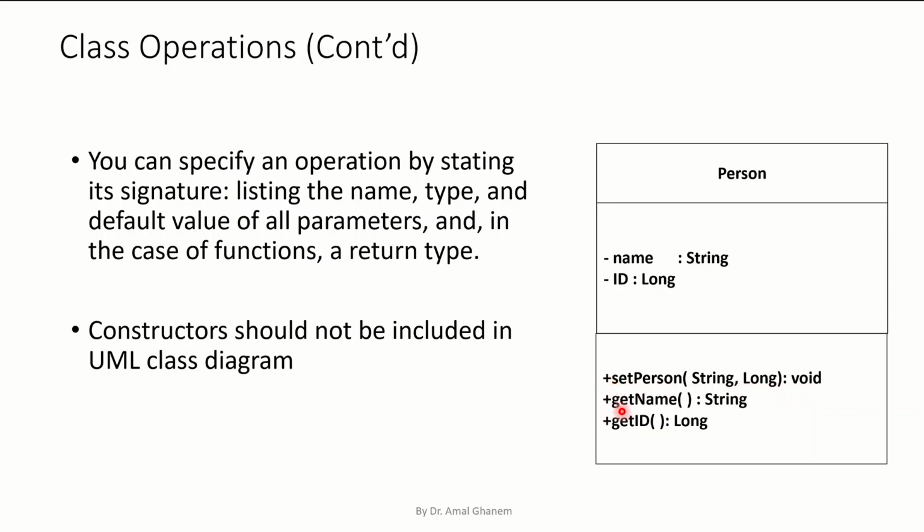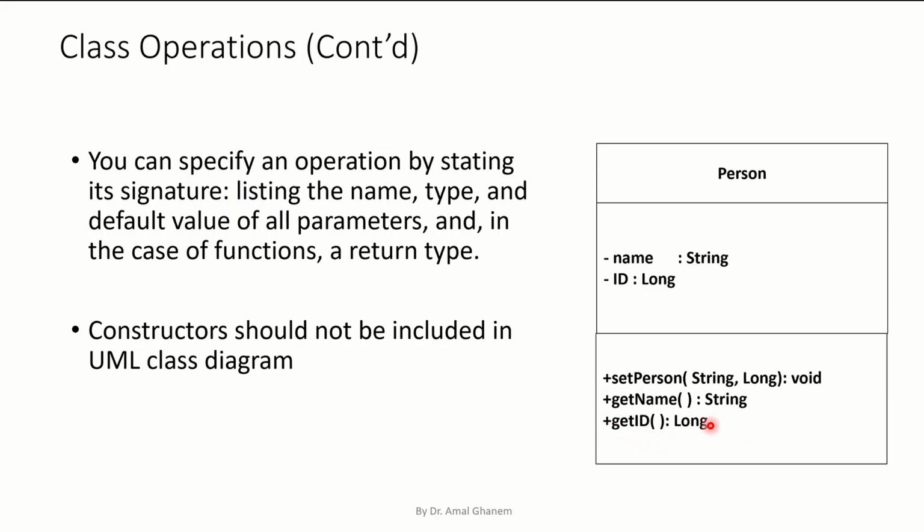The other method, the name is getName, with empty brackets. It takes no parameters at all, but we have colon and then String. Because this is getName, I'm expecting to return name, and name is of type String, so I have to have the return as a String. And again, this is a plus, which means public. We have getID. Again, empty brackets, and the return type is long because we are expecting ID, and ID has been defined as long. So the return type is long, and again, this is public.